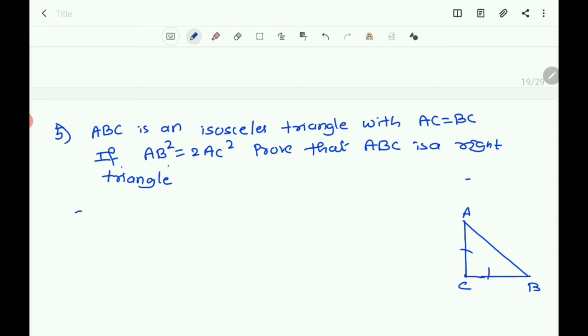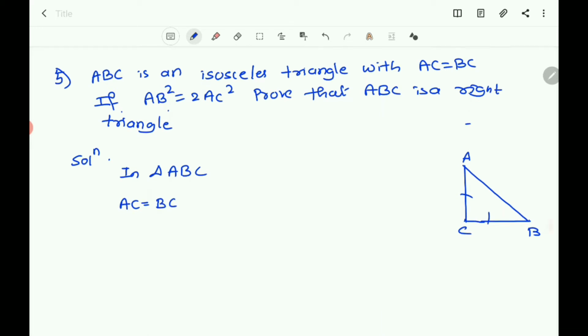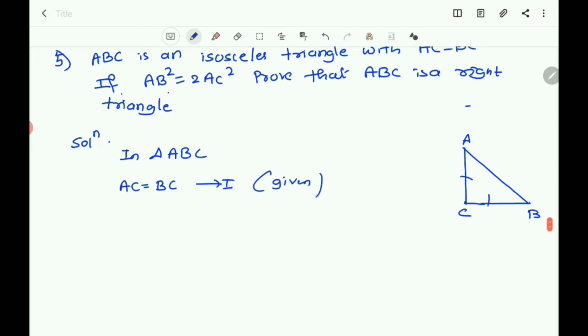Now you take the solution here. Here it is said ABC is an isosceles triangle with AC is equals to BC. So you take the given here. So what is given here? In triangle ABC, AC is equals to BC, and also AB square is equals to 2AC square. You take it as first and it is given. The reason is given. Next you take what is given here.